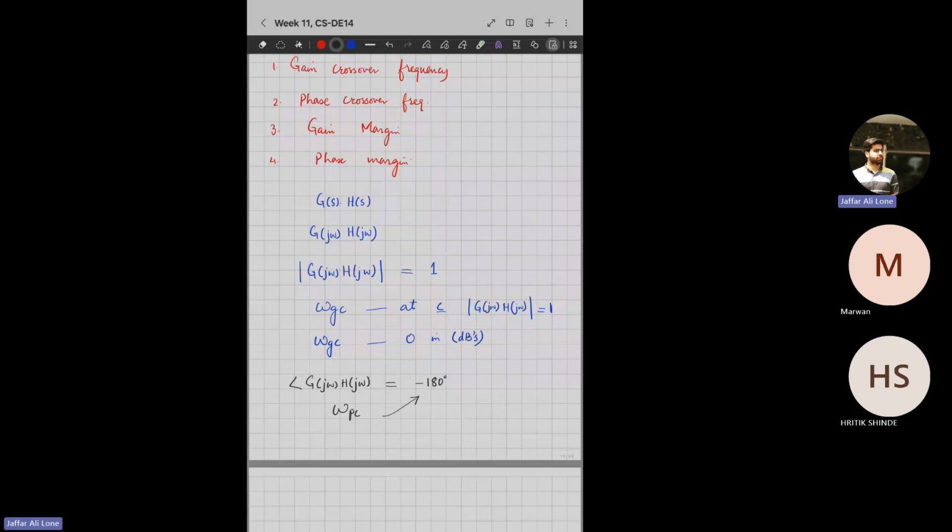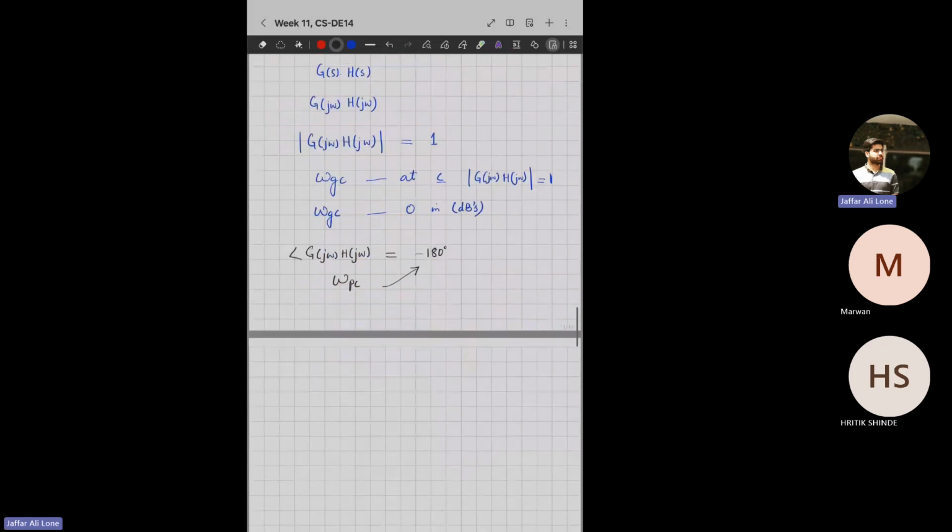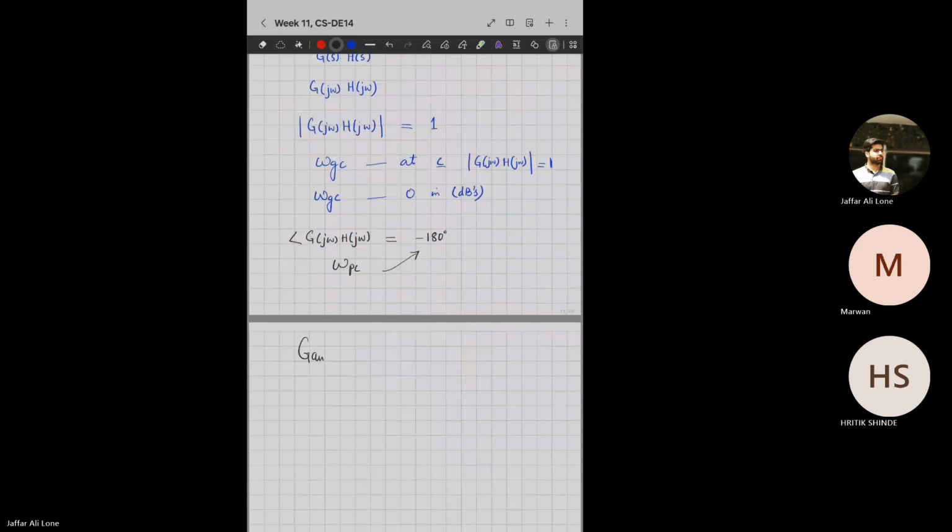Right? So there are two terms. One is gain crossover frequency, that is the frequency at which my magnitude is 1. And phase crossover frequency is the frequency at which my phase is minus 180. Now let's come to gain margin. I hope the two things are clear, that is phase crossover frequency and gain crossover frequency.